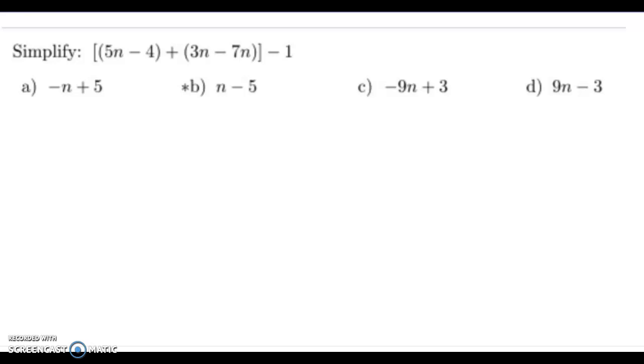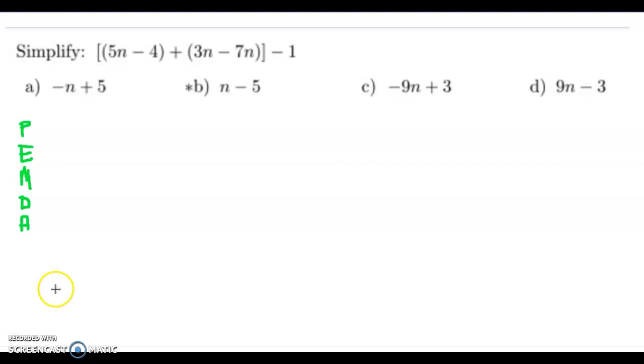First thing you have to look at is we have 5n minus 4 plus 3n minus 7n minus 1. First thing we need to do is order of operations. So I'm going to look at PEMDAS here. I'm going to write this on the side for you. And remember, we're just going to follow through on this process one step at a time. And you're going to realize this giant expression is really not as difficult as you think.